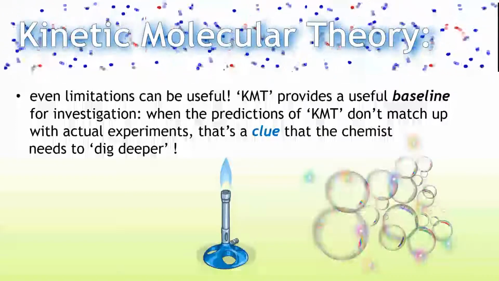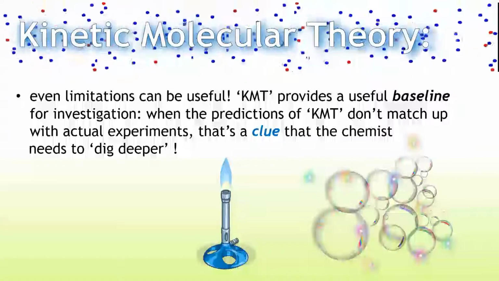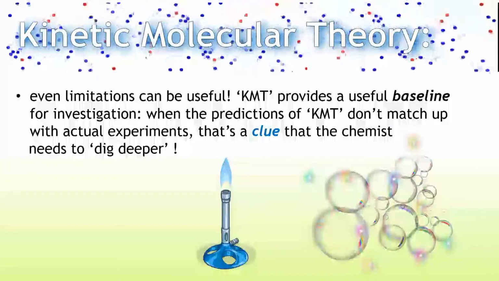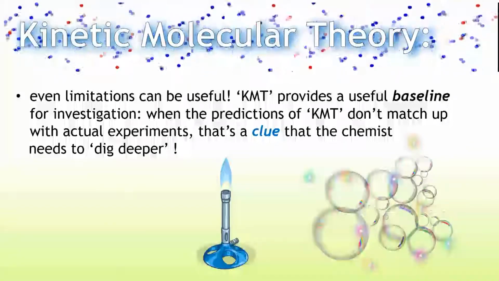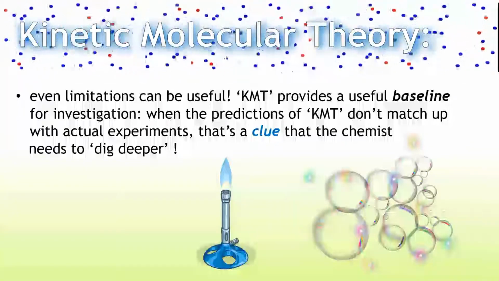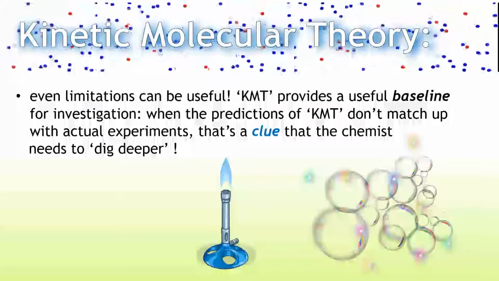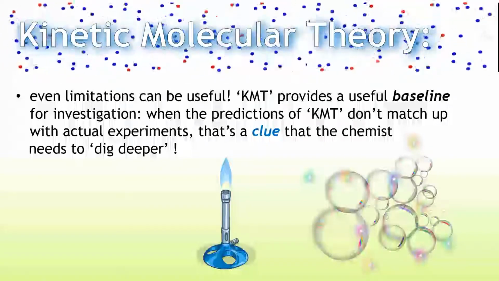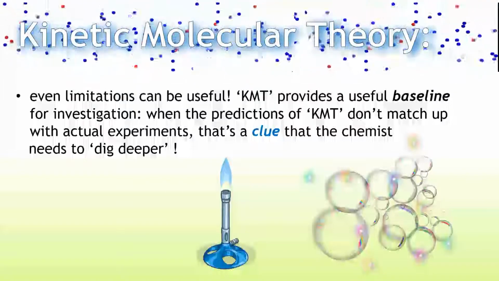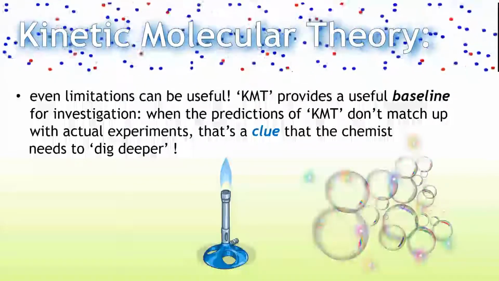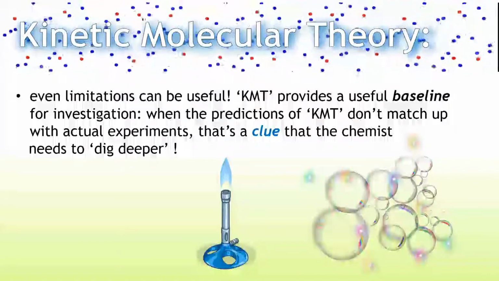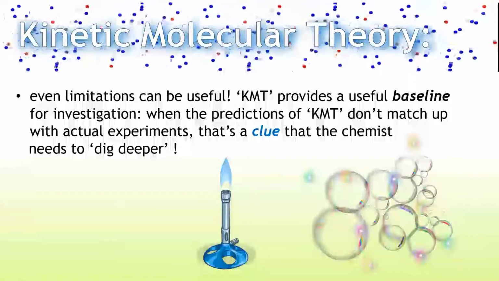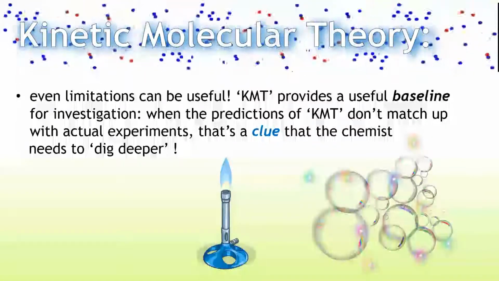So for example, if they were using KMT in some experiment, this theory provides a useful baseline for investigation. When the predictions of KMT don't match up well with the actual experiments, why, that's a clue that the chemist needs to dig deeper. And so we would go away from the normal KMT and go to some other kind of model where we have more advanced math to describe a more complex circumstance.